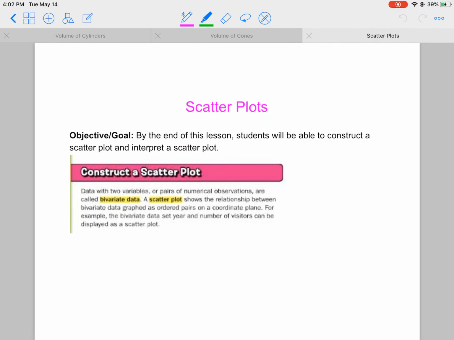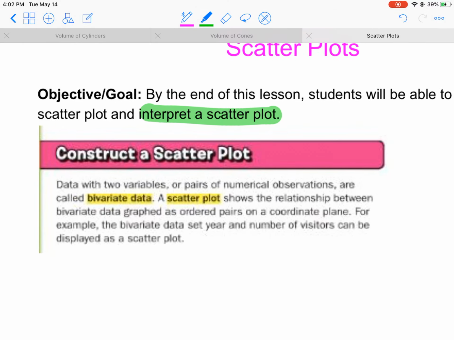We're going to be talking about scatter plots. This is an important concept. You do see this quite a bit on standardized tests, and you'll see it in algebra. By the end of this lesson, you will be able to construct or build a scatter plot and interpret a scatter plot. So let's talk about what a scatter plot is.